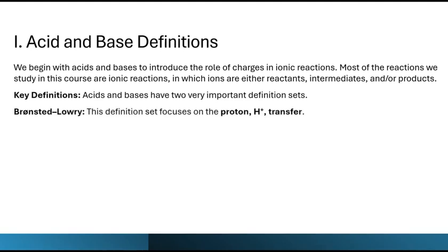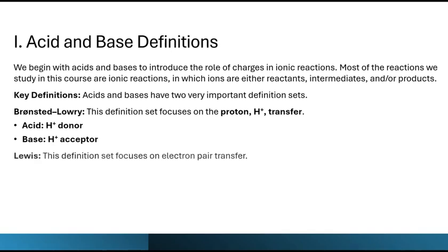The Bronsted-Lowry definition focuses on the proton, or H+ transfer. An acid is an H+ donor. A base is an H+ acceptor. Lewis' definition focuses on electron pair transfer. Acid is an electron pair acceptor, and base is an electron pair donor.